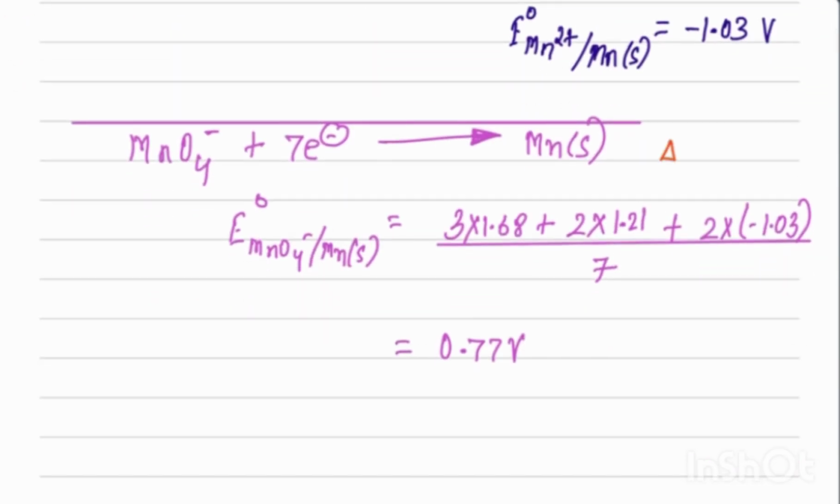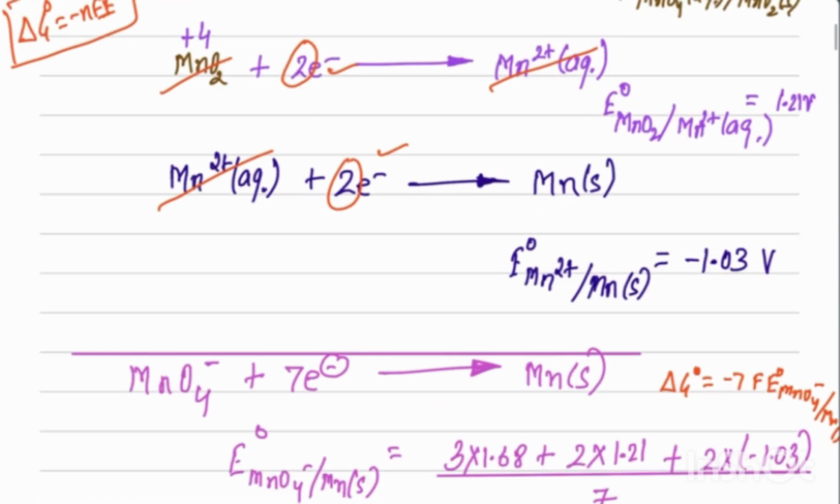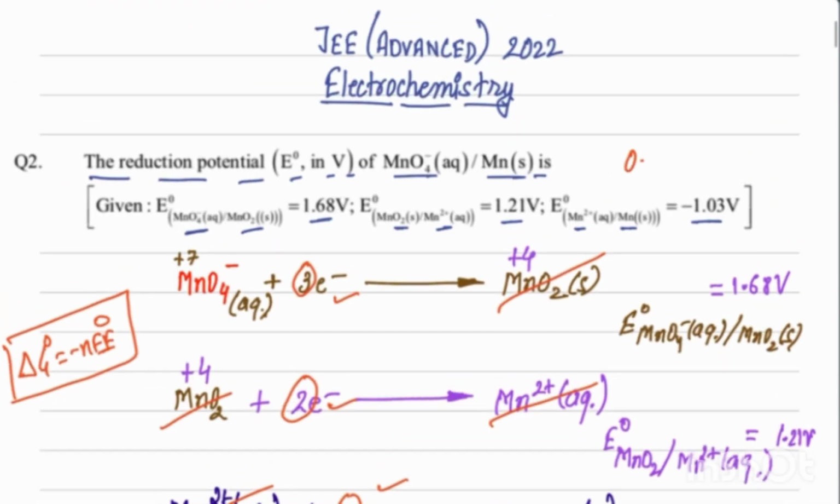We know that delta G naught for this reaction is minus 7F into E naught of MnO4 negative to Mn solid. Now F will cancel out, and dividing the whole sum by 7, we get 0.77 volt. The final answer should be 0.77 volt.